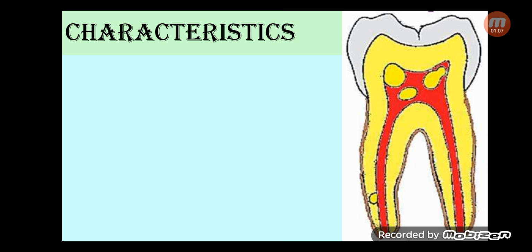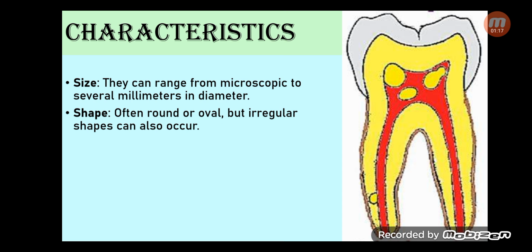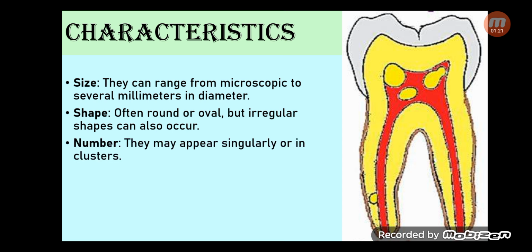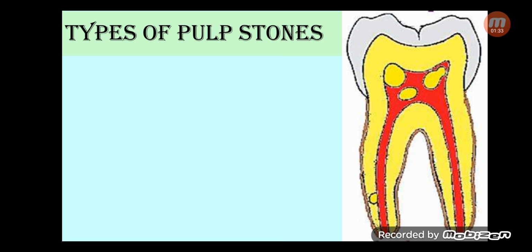Now let's talk about the characteristics of pulp stones. Let's talk about the size. They can range from microscopic to several millimeter in diameter. Talking about their shape, they are often round or oval, but irregular shapes can also occur. Talking about the number, they may appear singularly or in the clusters. Talking about their density, they are high mineral density, which makes them appear radiopaque in X-ray, and that's how they are diagnosed mostly.